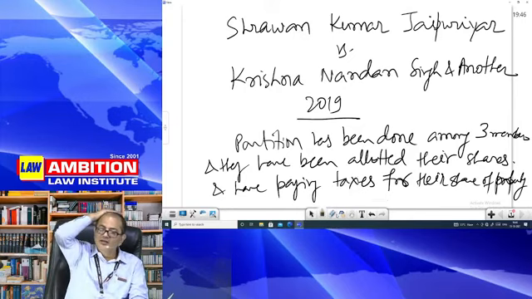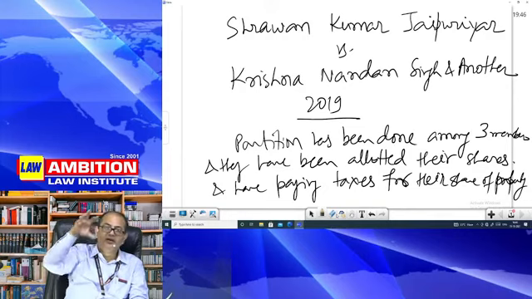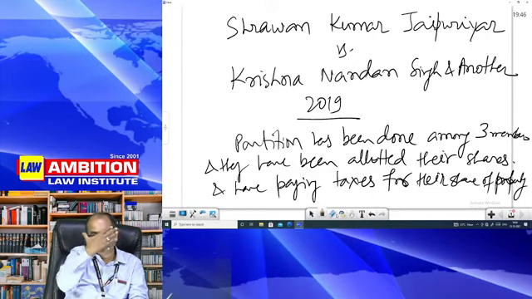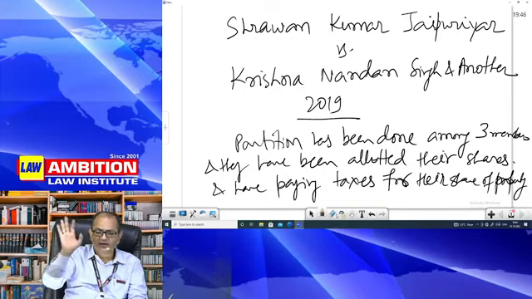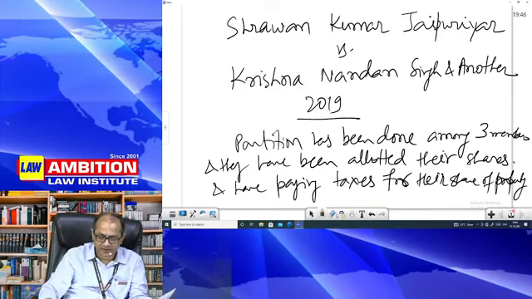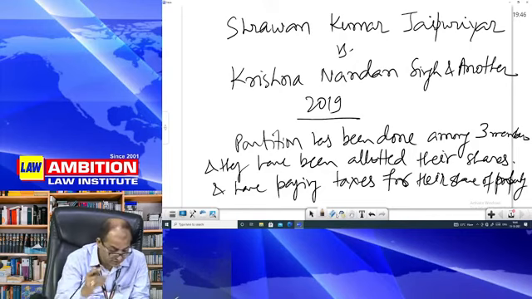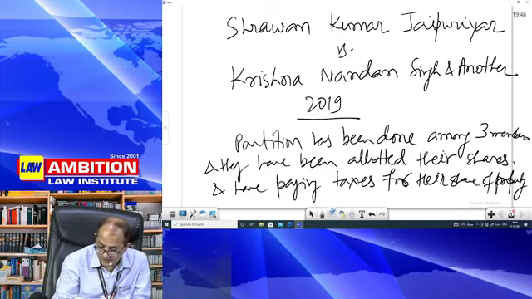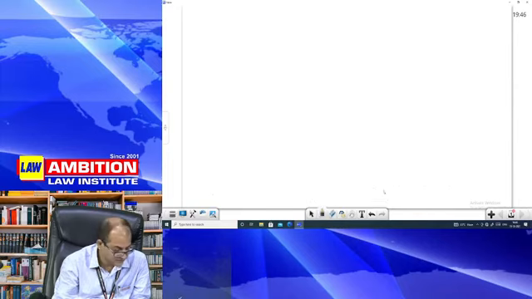Partition done, share allotted, and they are in possession also and they are paying taxes of their shares as well. Clear? कुछ नहीं है, पार्टीशन हो गया, सबके अपने अपने शेयर मिल गए, तीन लोग थे, सब अपना अपना टैक्स भर रहे हैं प्रॉपर्टी का. प्रॉपर्टी टैक्स इज बीइंग पेड बाय देम, दे हैव देयर ओन. नाउ व्हाट इज द ग्रीवांस? अब कहां से कॉज ऑफ एक्शन आता है? देखिए, आता है नहीं आता है?